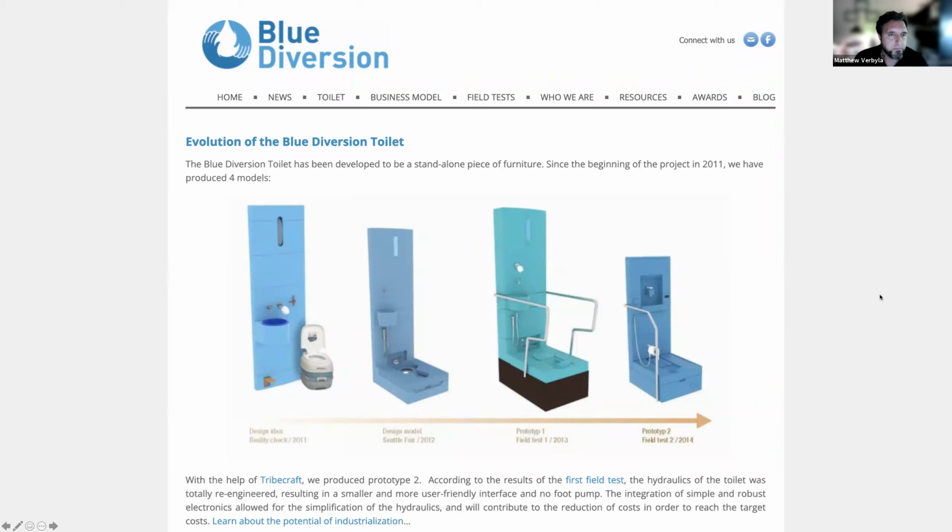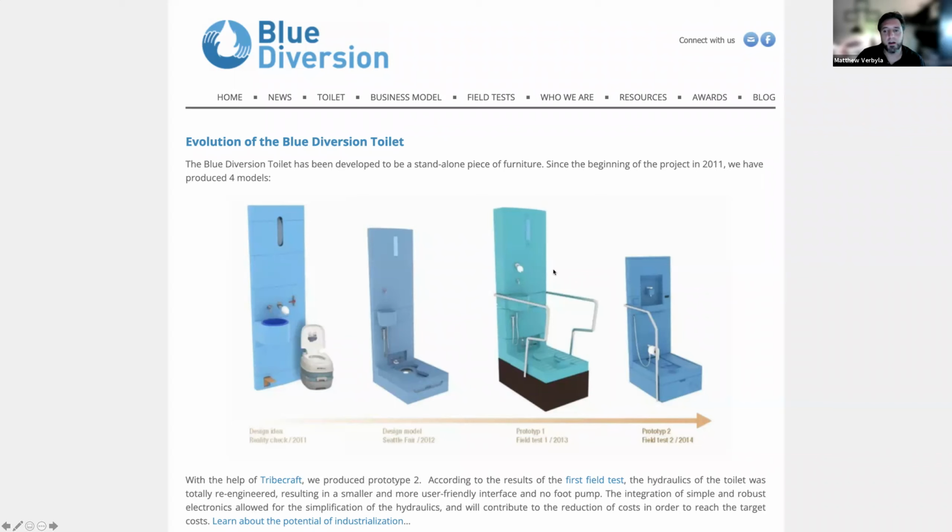And here you see again the evolution of that blue diversion toilet. It didn't start off the way that you saw in the first photo. The first design idea looked very different, right? You had two separate products, a toilet and a hand washing station. The design model, developed in 2012, merged those two into a single platform. Prototype number one added some features to that design platform, and it was field tested. After that field test, there were certain things discovered about the way that the system functioned, like the hydraulics of the toilet were ineffective in some aspects, or lacked some efficiency, so they had to be re-engineered.